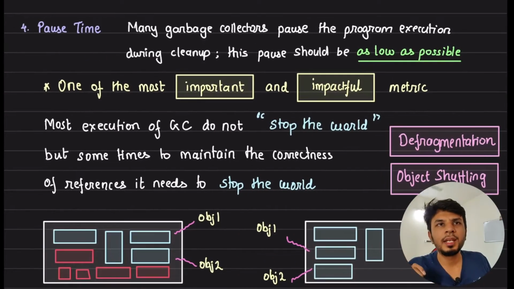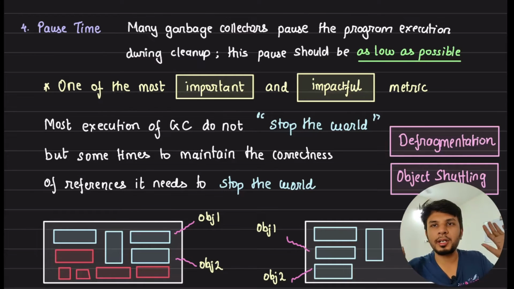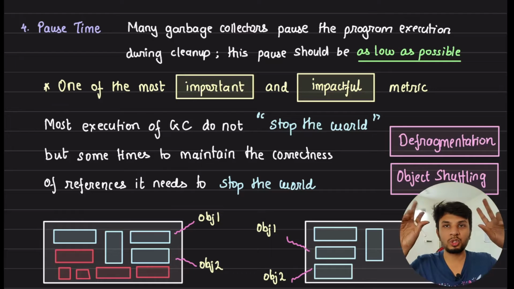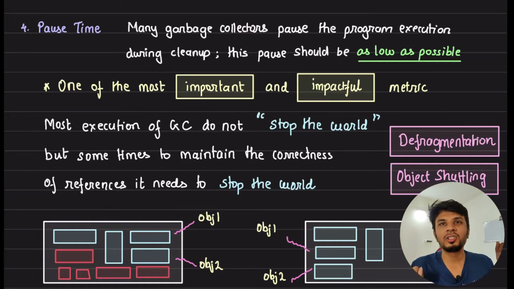The fourth one is pause time. This is the most important parameter out there, the most important characteristic. More often than not, when a garbage collector runs, it pauses the program execution. This is called stop the world GC. When my GC is kicking in, it has to do a lot of computation, a lot of object movement here and there, so it would require your program execution to stop. The threads that do that execution are called mutator threads.